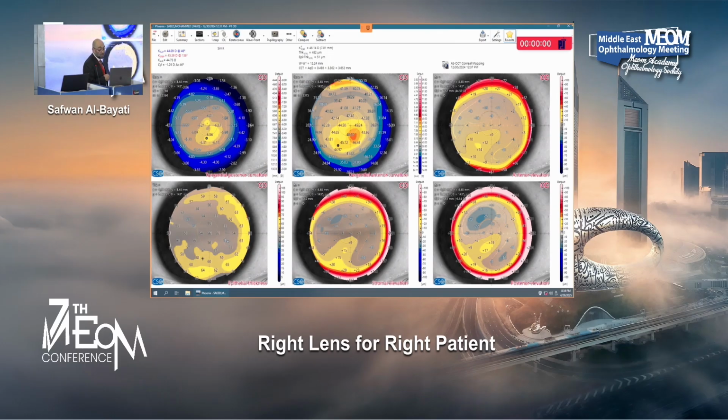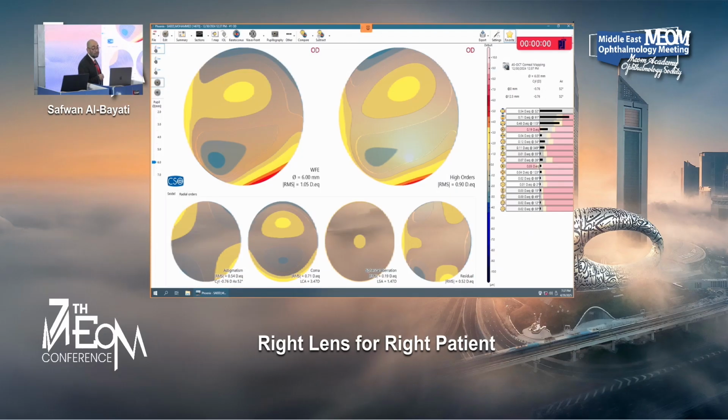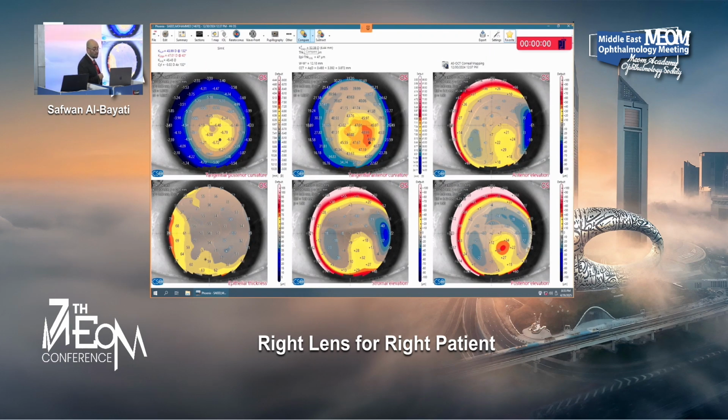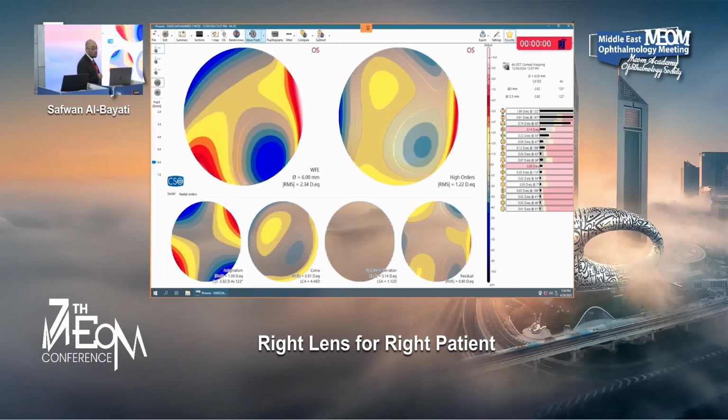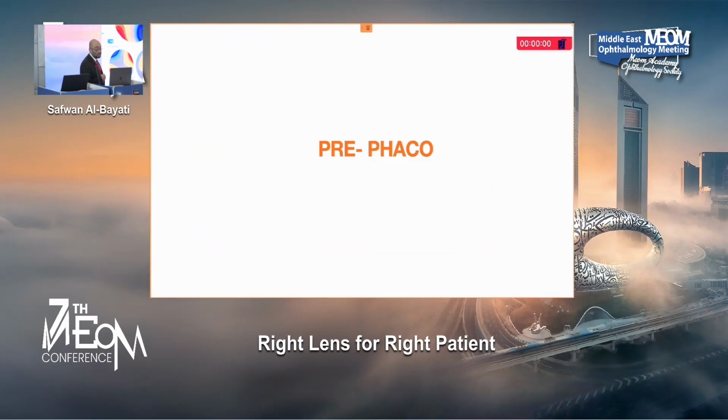Tangential elevation 0.9, as I said. The total root mean square means the total high order aberrations, including coma, spherical aberration, and trefoil. And that's the other eye: 1.2 in the left eye, coma 0.9, and then pre-phaco.